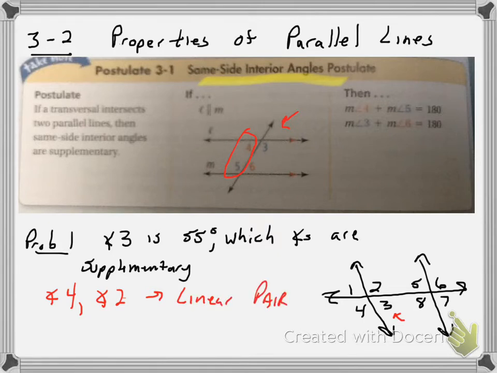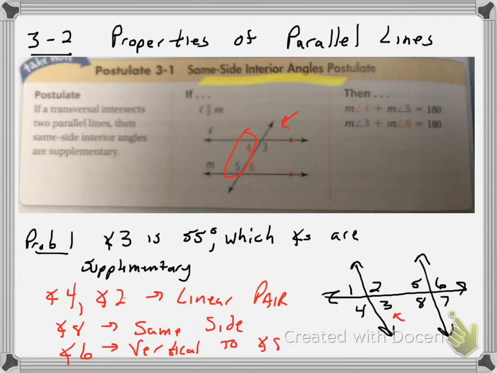Well, what else? Angle 8 would be, because of same side interior, because they're on the same side of the transversal. And then angle 6 would be because it's vertical to angle 8. So those are congruent, therefore they're going to be supplementary.